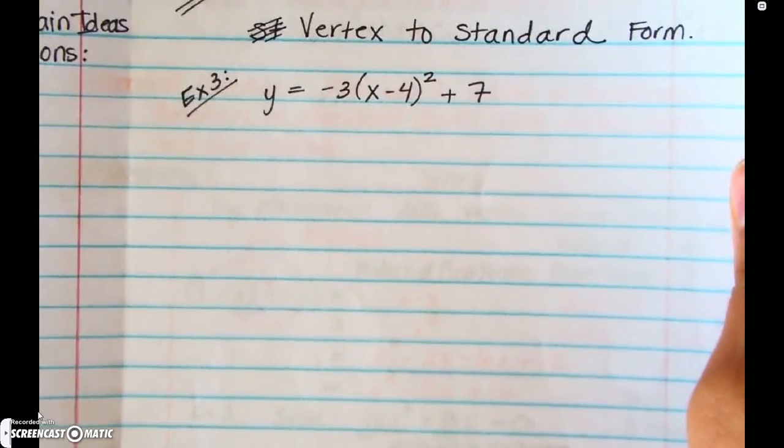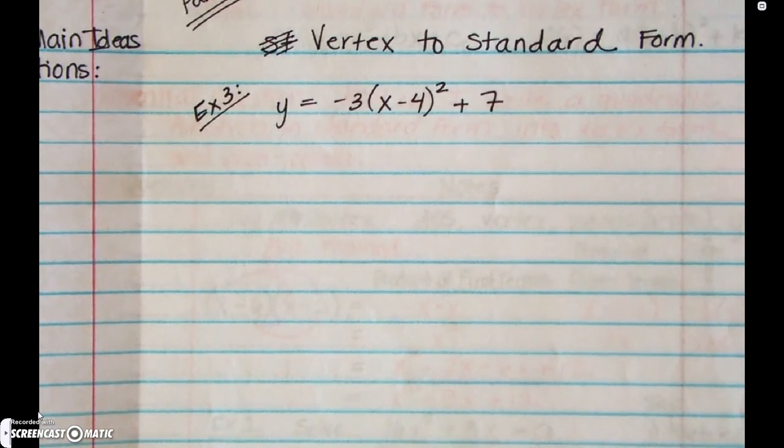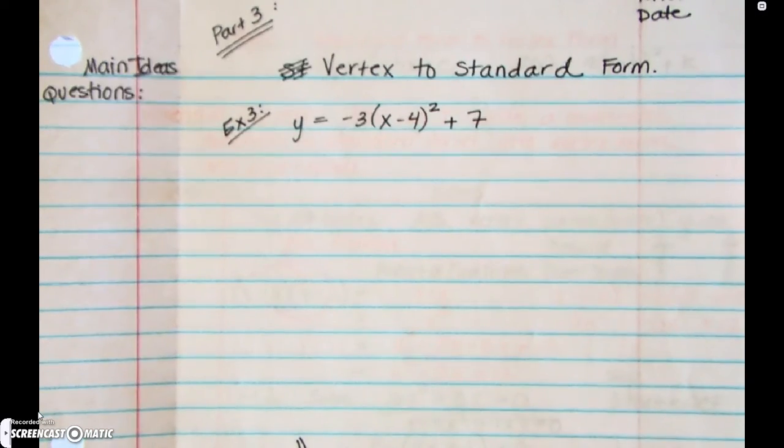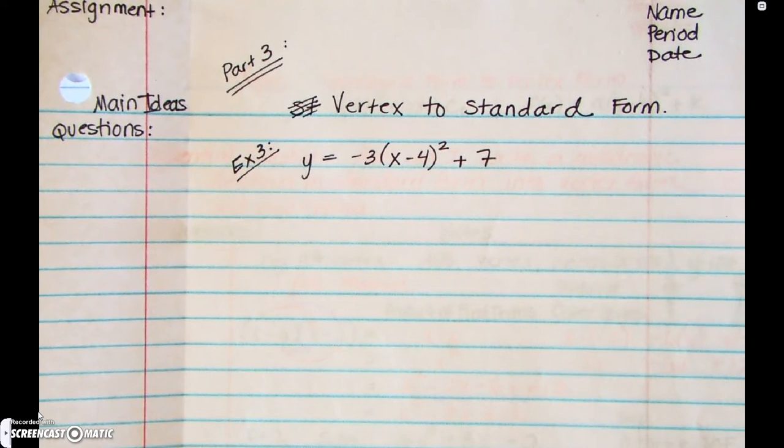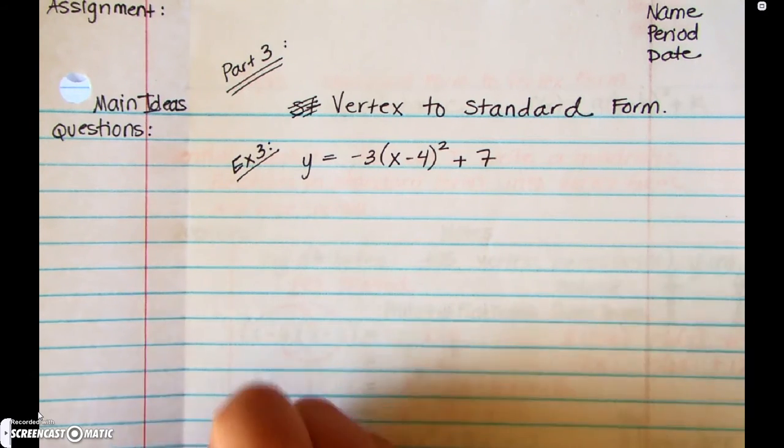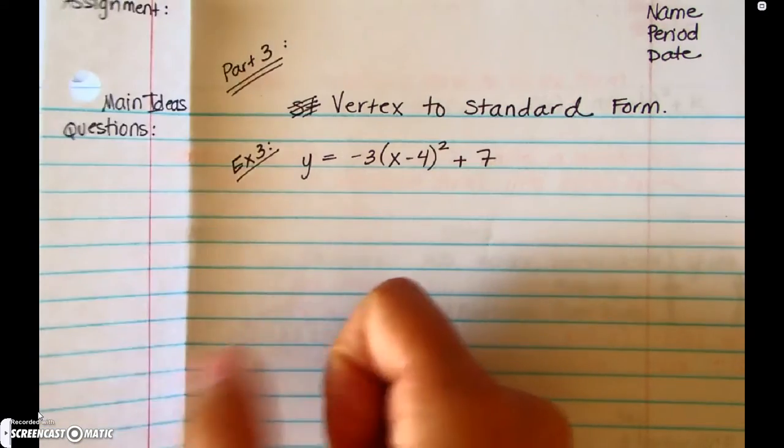So this is part 3 of your video. I remember it cut me off yesterday, so I wanted to finish off part 2. Don't forget to put your name, period, and date on your piece of paper. Today's date, I think, is the 27th. Your main ideas and questions go on the side. I just went ahead and folded the paper over.